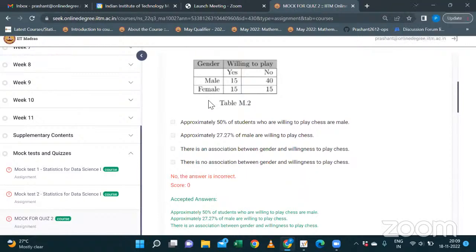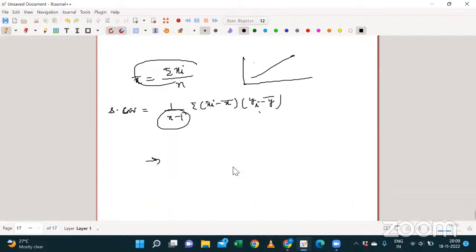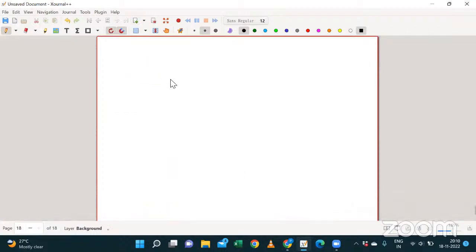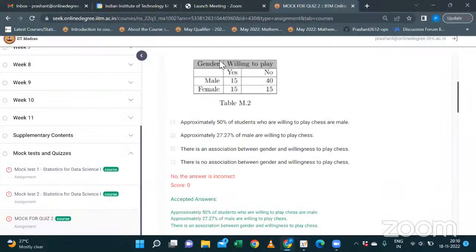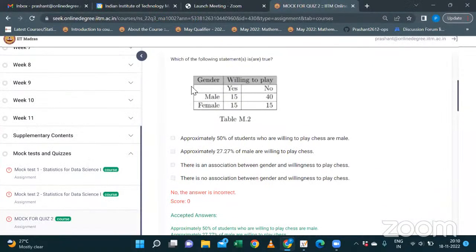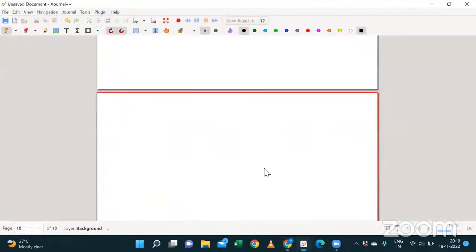Sir, is there an association between gender and willingness to play? See, how can anyone find the association between two categorical variables? First of all, you should be clear that gender is a categorical variable, and willing to play is also a categorical variable. Now we need to find the row relative frequency. You can calculate either the row relative frequency or the column relative frequency. You can go with any one of these two.